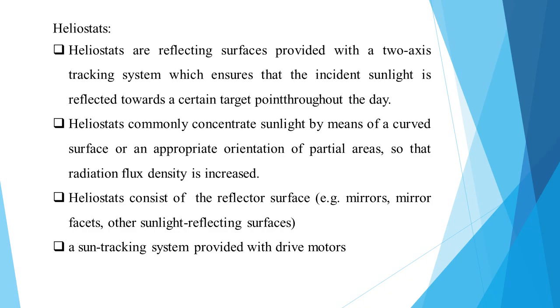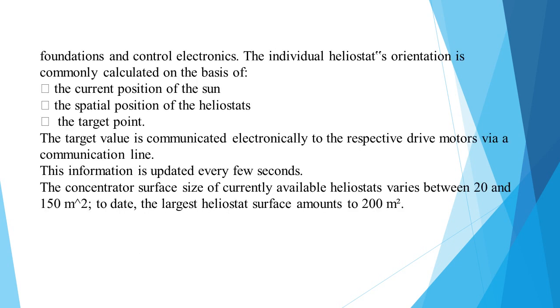Heliostats. Heliostats are reflecting surfaces provided with a two-axis tracking system which ensures that the incident sunlight is reflected towards a certain target point throughout the day. Heliostats commonly concentrate sunlight by means of a curved surface or an appropriate orientation of partial areas so that radiation flux density is increased. Heliostats consist of the reflector surface, for example mirrors, mirror facets, other sunlight reflecting surfaces, and a sun tracking system provided with drive motors.